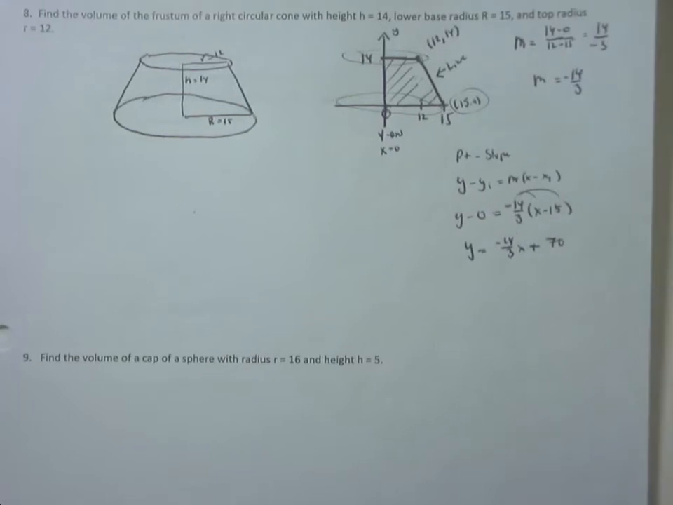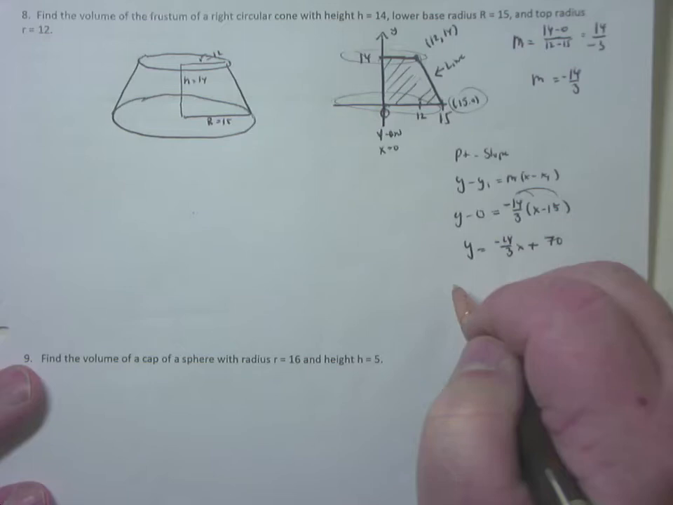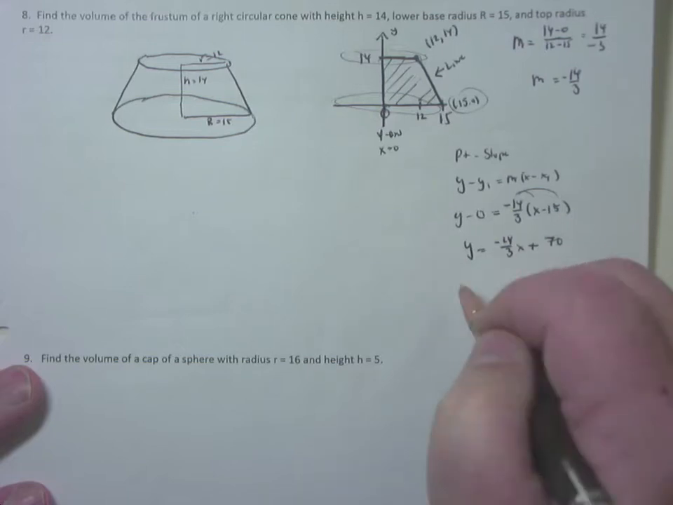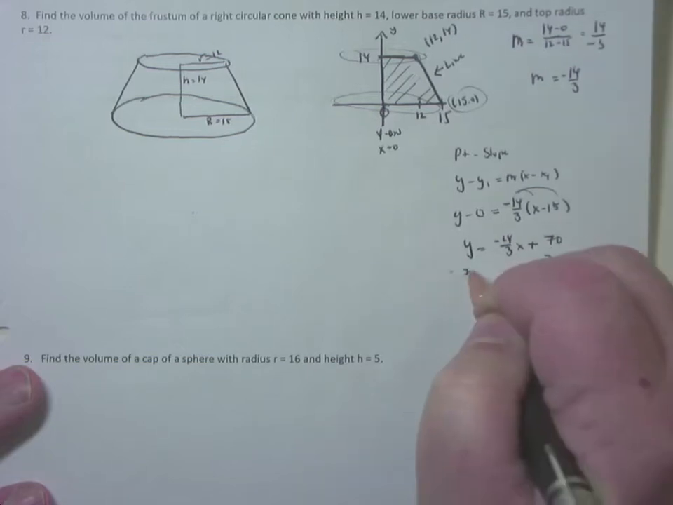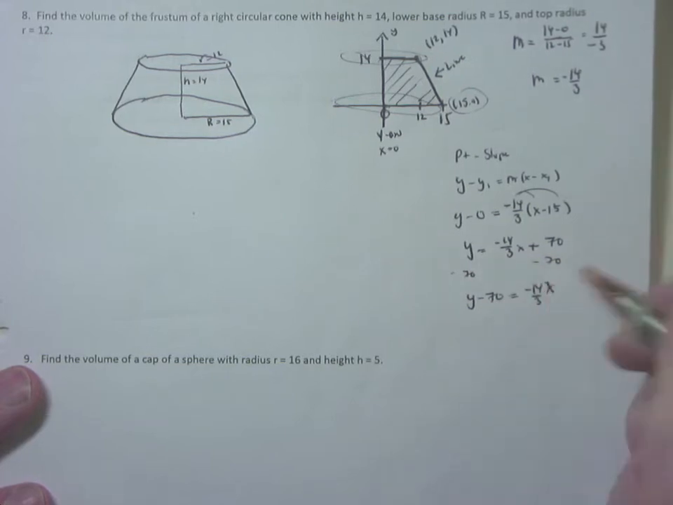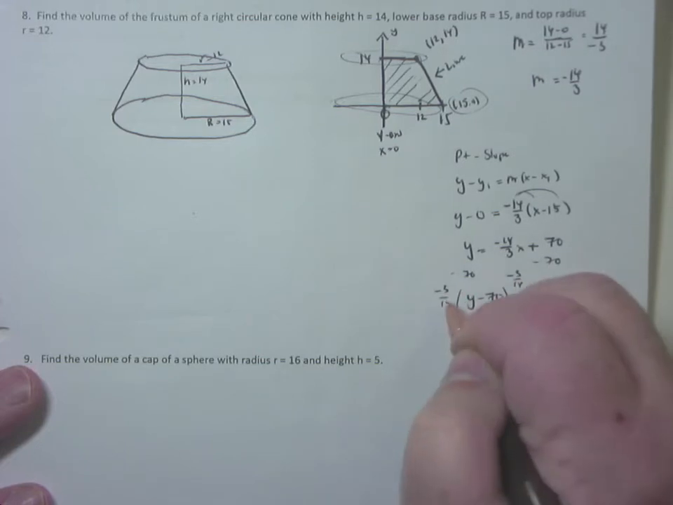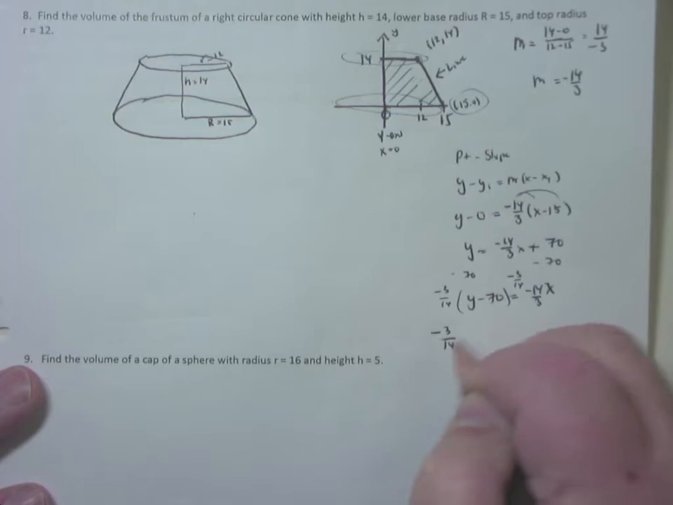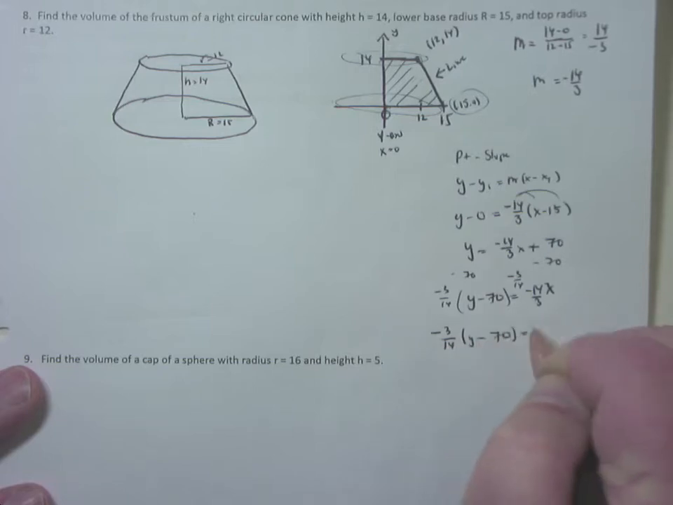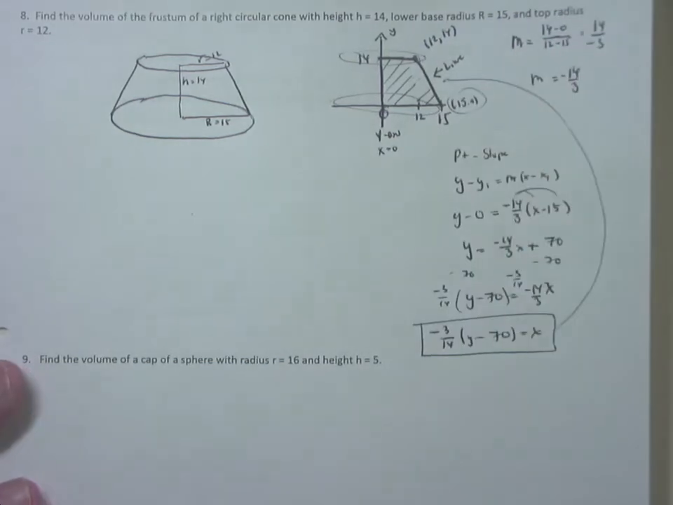But here's the deal. This function, I want rights and lefts. So if I can write this function in terms of y, solving for x in terms of y, I'm going to subtract 70. I get y minus 70 is equal to negative 14 thirds x. And then I'm going to multiply by negative 3 fourteenths on both sides. So I get negative 3 fourteenths times (y minus 70) equals x. So there's my equation for the line on the right side.